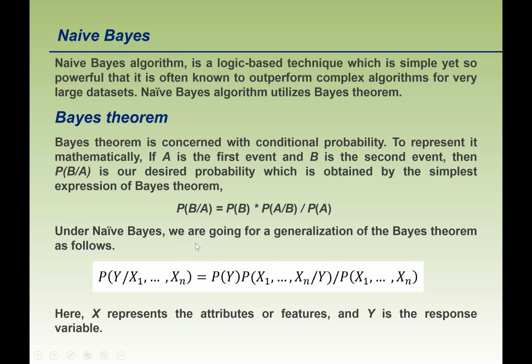Now we are trying to generalize this expression by replacing B with y and A with a set of events, x1 to xn, which can be expanded just like the simple Bayes theorem. And here x represents attributes or features and y is the response variable.